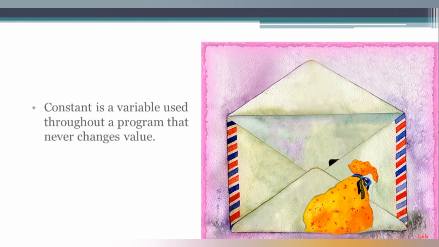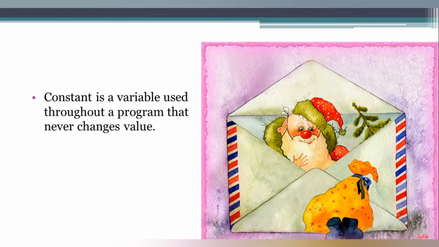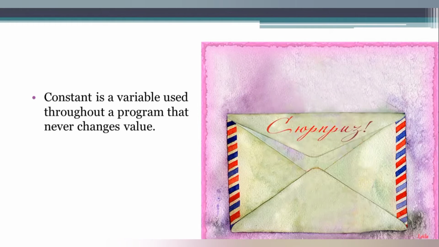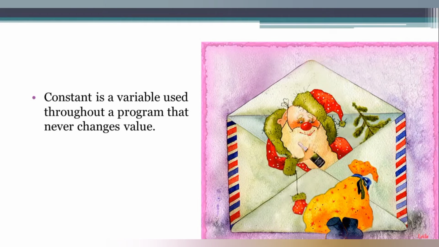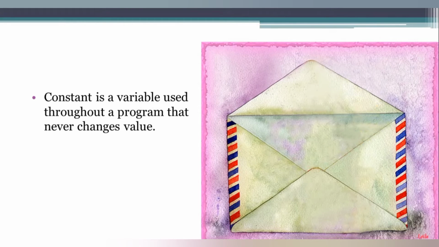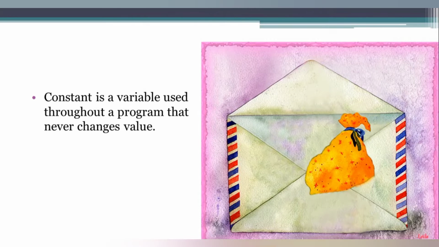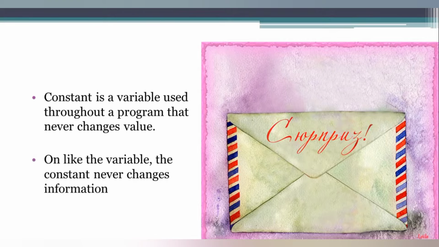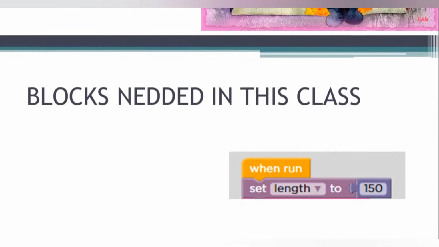Now, a constant is a variable that is used throughout a program and never changes its value. There's a difference between constant and variable. A variable is a placeholder where information is kept, while a constant is a value that we can use throughout a program. The difference is that a variable changes its form. We can edit a variable, but a constant cannot be edited. Unlike a variable, a constant never changes its information.